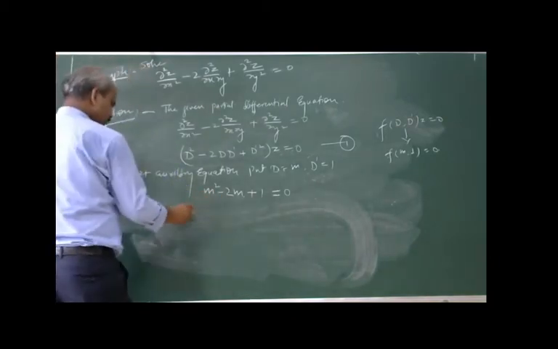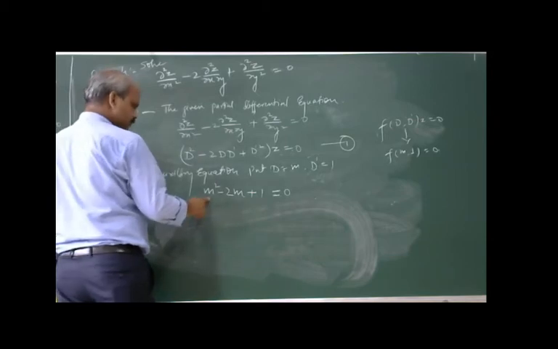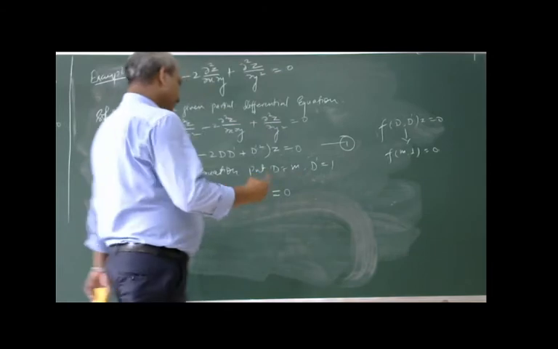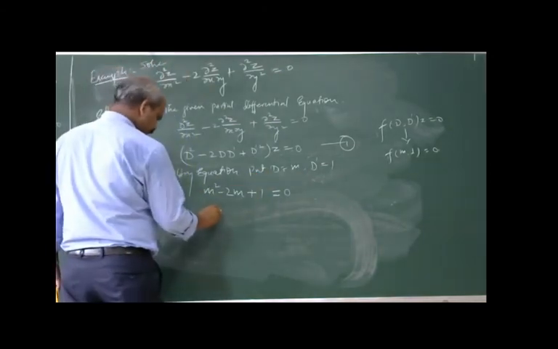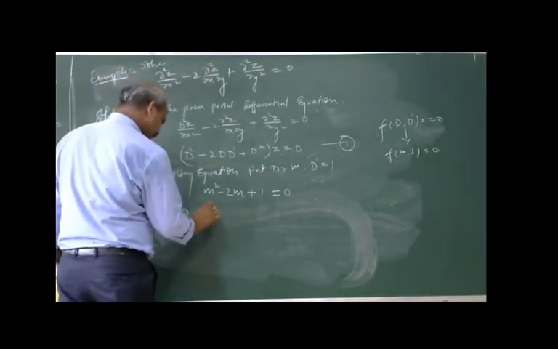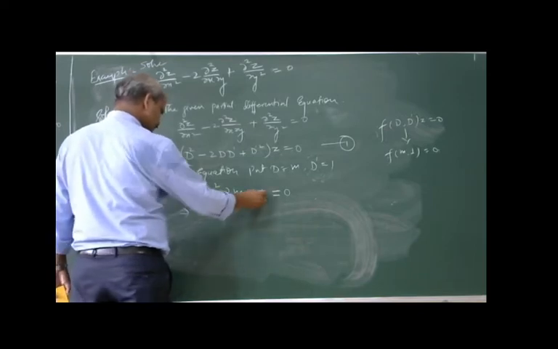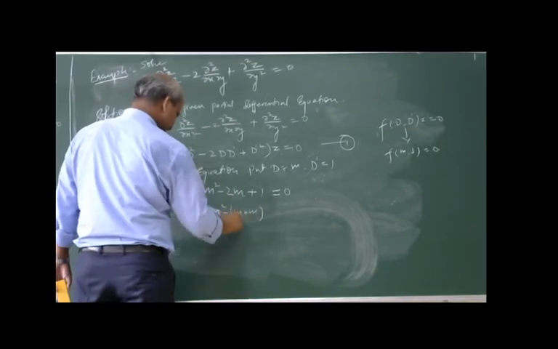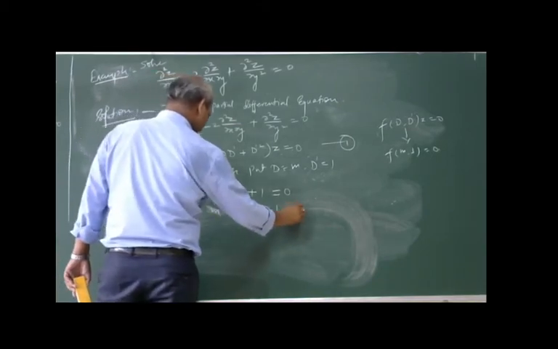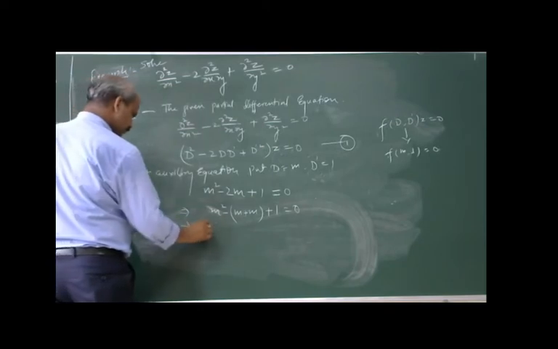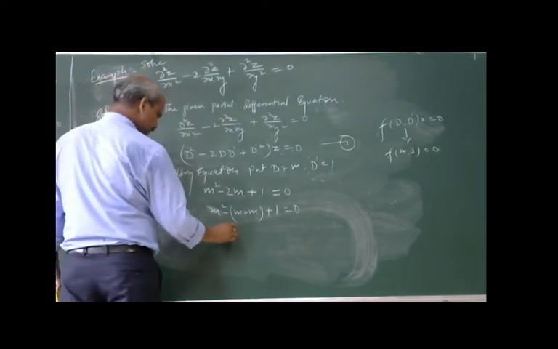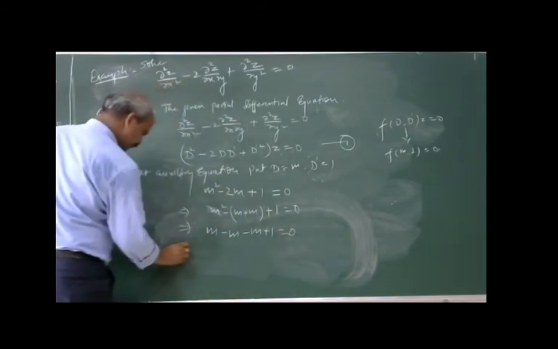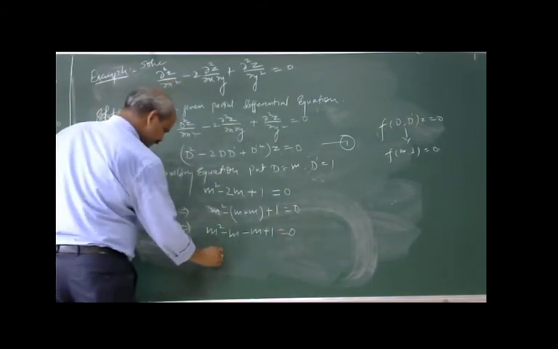Now by solving it, since this is a quadratic equation, there are two roots. This becomes m square minus m plus m plus 1 equal to 0. So here m is taking common.